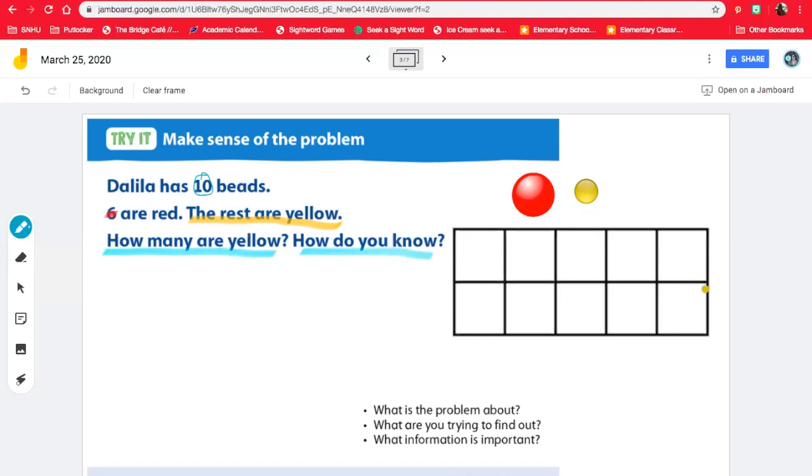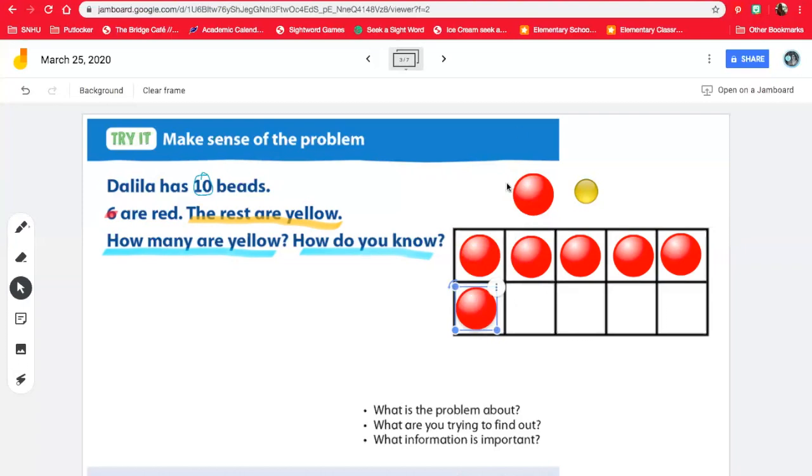Well, let's start. We have a 10 frame, which, once we fill it, shows Dahlia's total amount of beads. So we don't need any more than 10. But how many red beads do we need? It says 6 are red. That means we need 6 red beads. Count with me as I place the red beads down on the 10 frame. 1, 2, 3, 4, 5, 6. Excellent. We have 6 red beads. The rest are yellow. Well, I know Dahlia has 10 beads in all, which means I need to place the rest of the yellows in the empty squares. Count with me as I count the yellows.